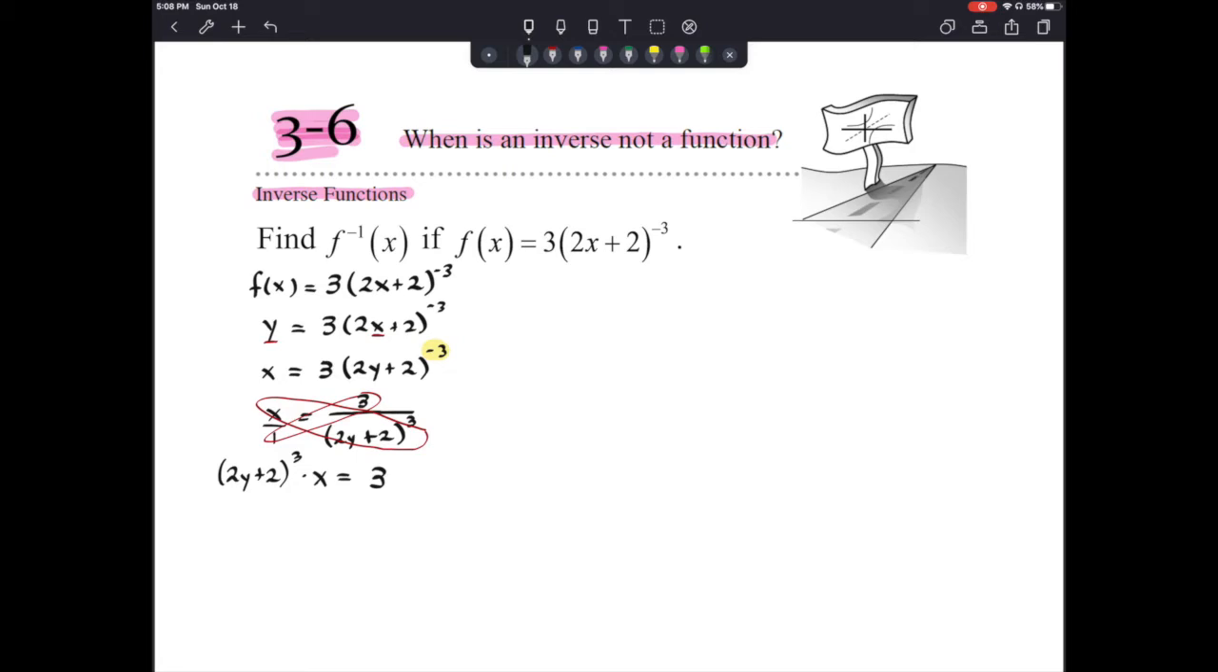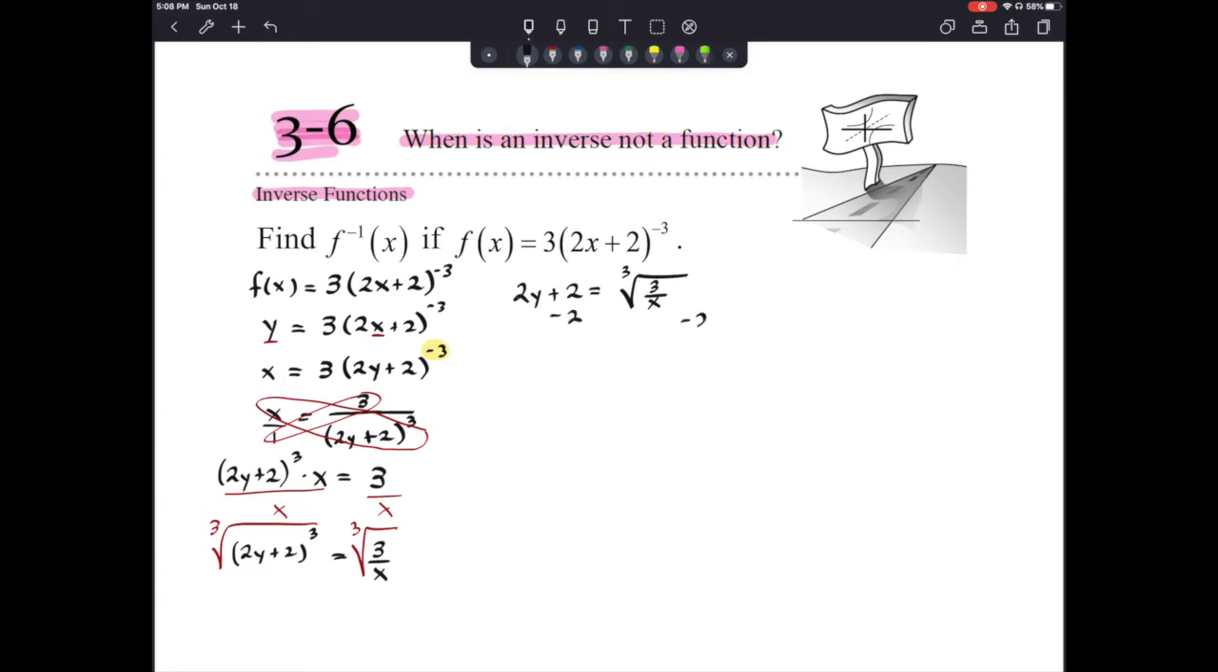Next step, let's get rid of the x. So let's just divide each side of the equation by x. And we're looking at 2y plus 2, all raised to the third power, is going to equal 3 divided by x. Now we need to get rid of that third power, so let's just take the cube root of each side. And that leaves us now with 2y plus 2 is going to equal the cube root of 3 divided by x. And we're just trying to solve this for y, so let's just keep going, right?